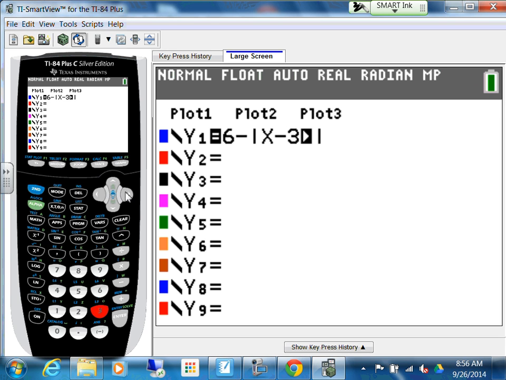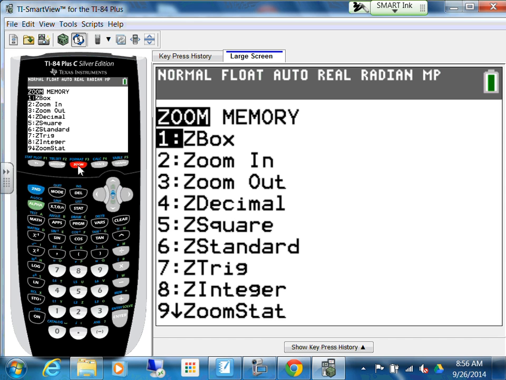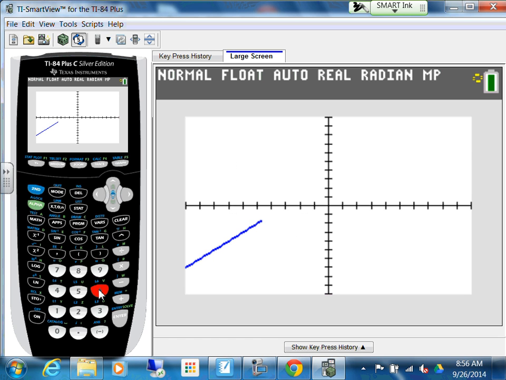After you type it in, look at it and make sure you typed it in right. It's so easy to type a negative instead of a minus, or a plus instead of a minus. Make sure you have it typed in right. I always like to start with resume 6, just in case I've changed the window.